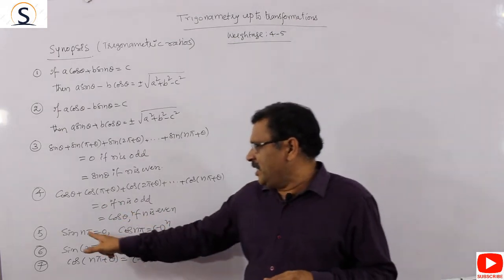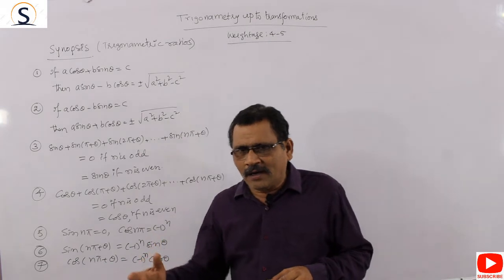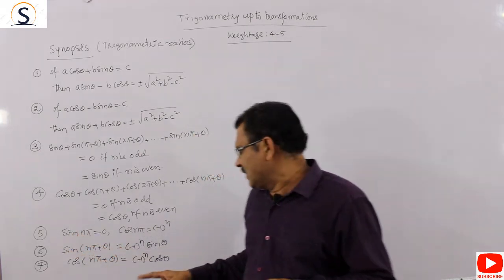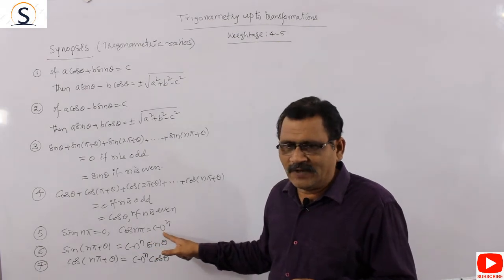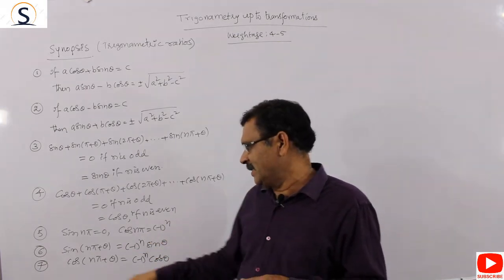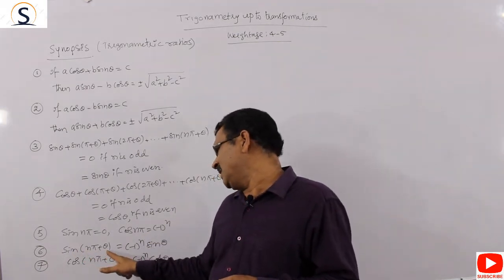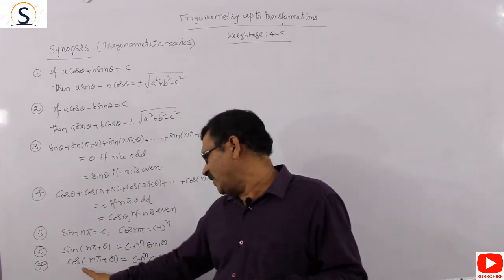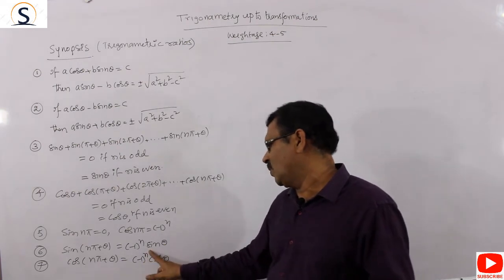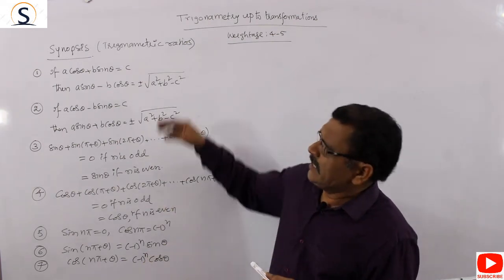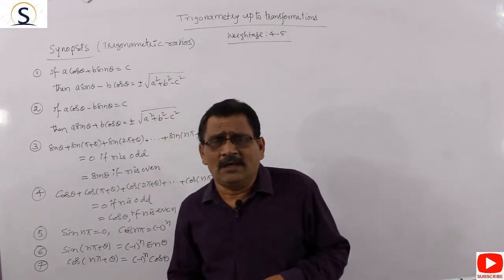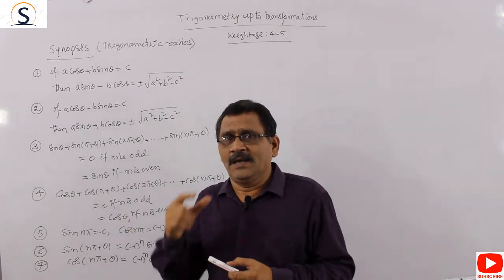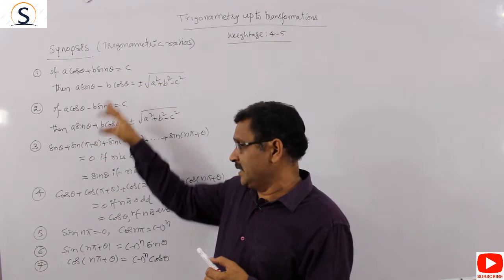Next, if n is either even or odd, sin n pi value is 0. Next, cos n pi is minus 1 whole power n. Next, sin of n pi plus theta is minus 1 whole power n into sin theta. Cos of n pi plus theta is minus 1 whole power n into cos theta. These are just small important formulas, important concepts, and the problems are based on these series only.